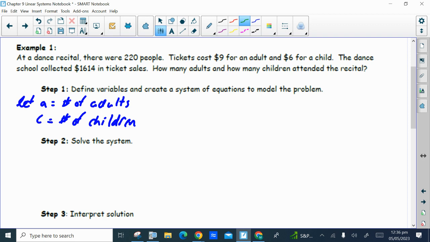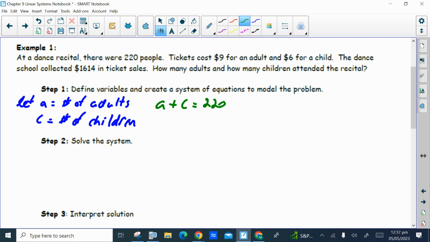So now we need to write our equations. We need to come up with two equations. They will both involve the letters A and C. The first one is easy. There were 220 people there all together. The number of adults plus the number of children must equal 220. There's our first equation. The second equation will deal with the money part of it.